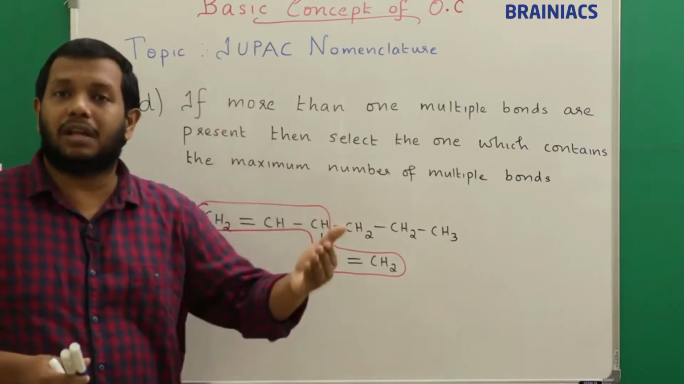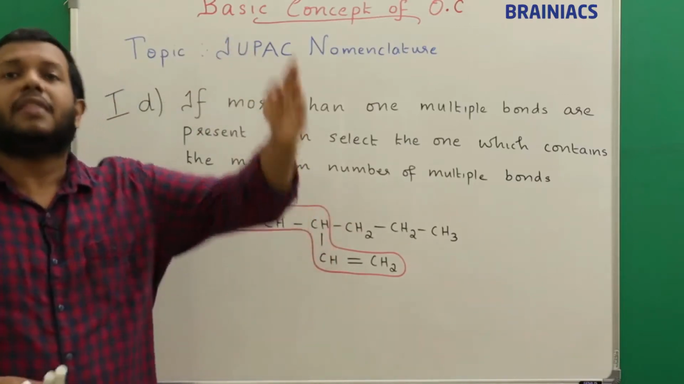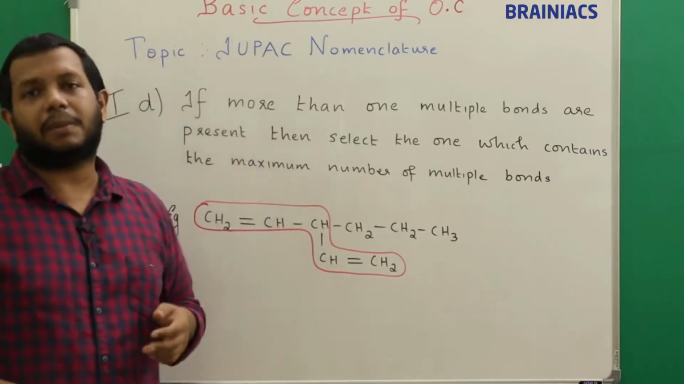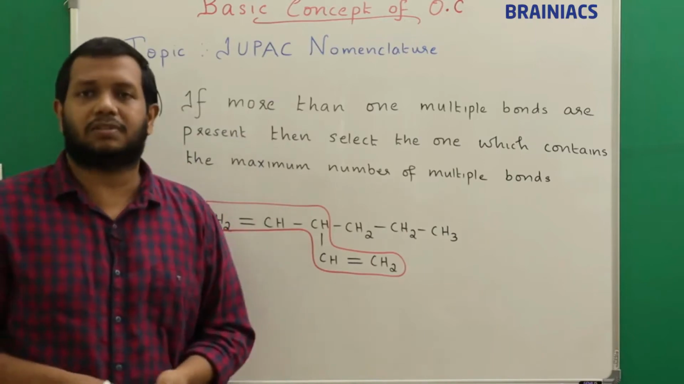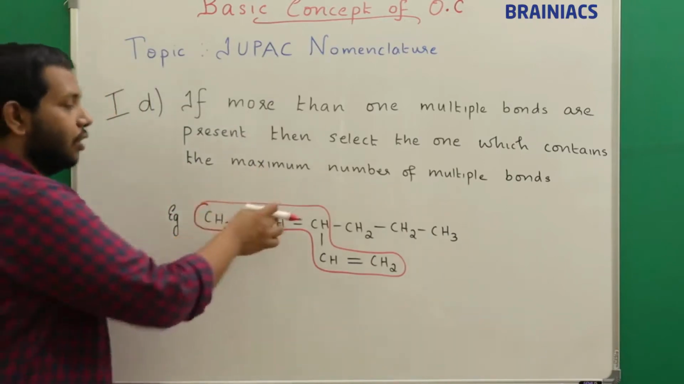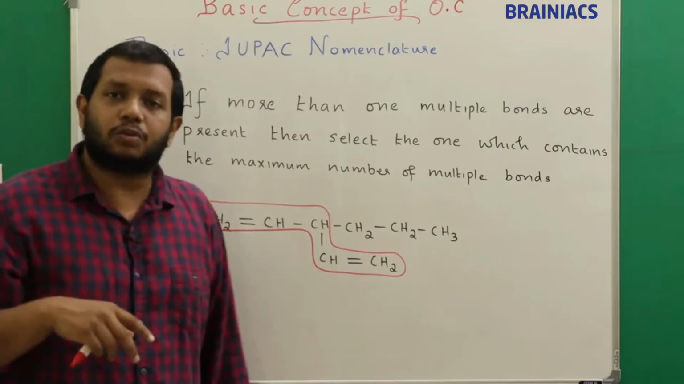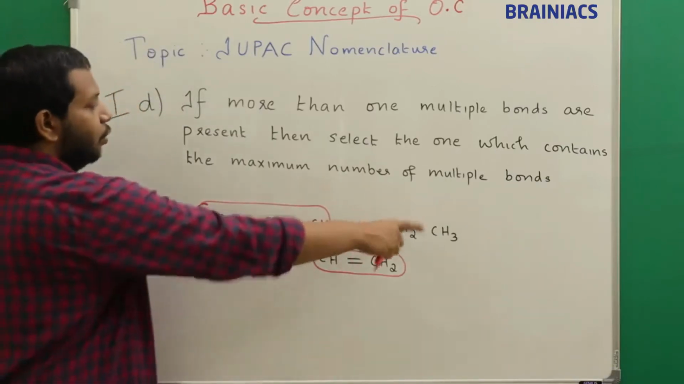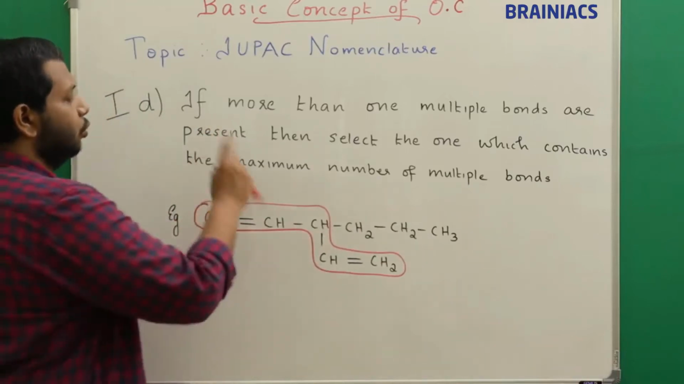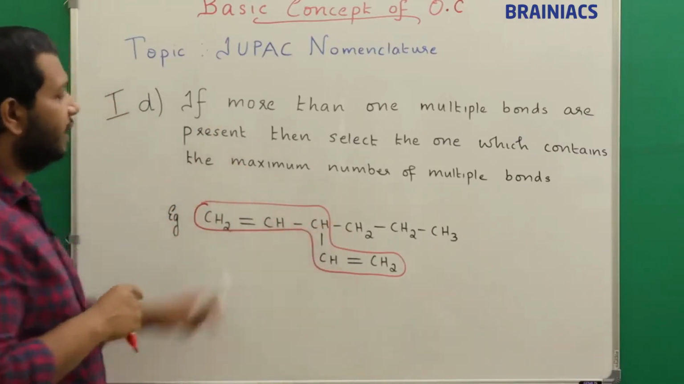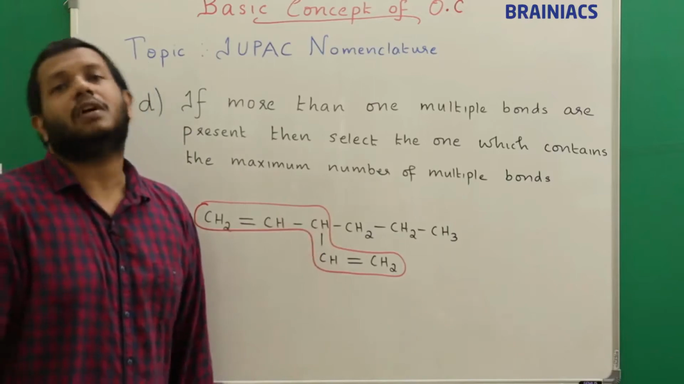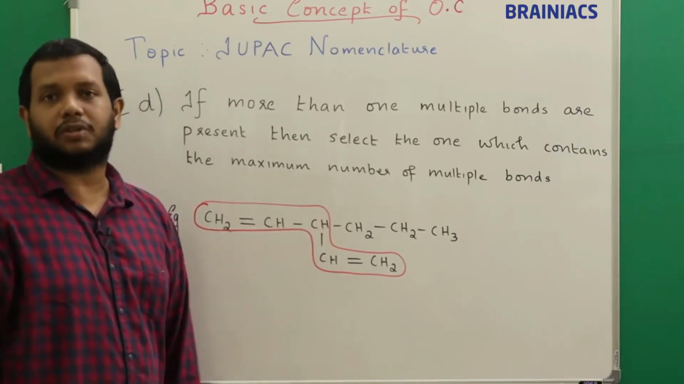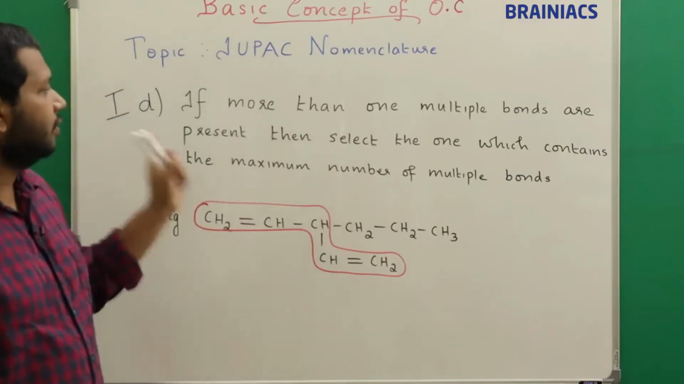We know that the priority is first the functional group, then multiple bonds, then comes the number of carbon atoms, then comes the substituents, correct? So here no functional group is there, then the second priority goes to what? The number of multiple bonds. So that means if there is no functional group in the compound, then you should choose the path in such a way that it should contain the maximum number of double bonds or triple bonds. Generally I am speaking of multiple bonds. Okay, so I hope you understood this example.